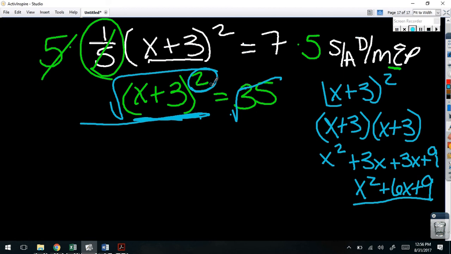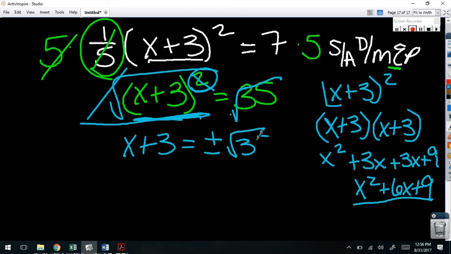All right, let's look back at the problem. Square root, gone, yes? X plus 3 is, don't forget this very important part, you will lose a point for that, plus or minus. Don't assume that it's just positive. The square root of 35, I can't break that down anymore. Okay, so let's do the very last part. But I'm still not solved for x, no? You're going to have to subtract 3 on both sides.